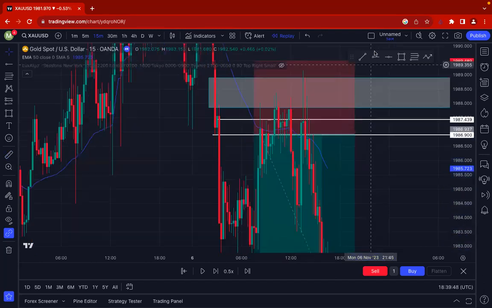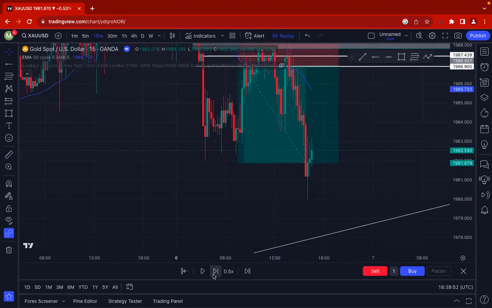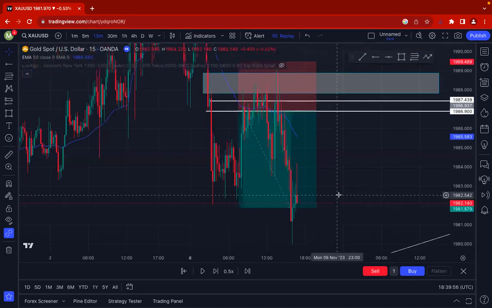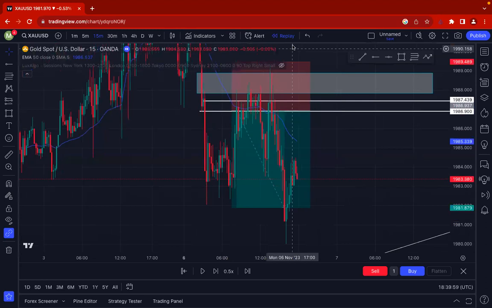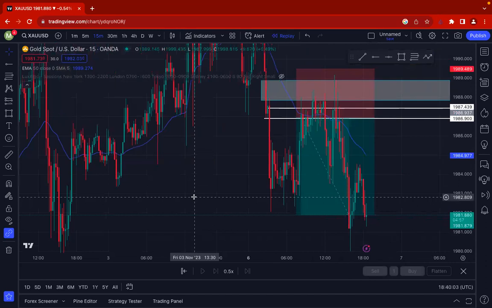3 pips, almost taking me out with 3 pips, and then going all the way, hitting my take profit. So this was a perfect trade for gold that I would have taken today using my strategy. Okay, so let's get into another currency and do the same analysis.